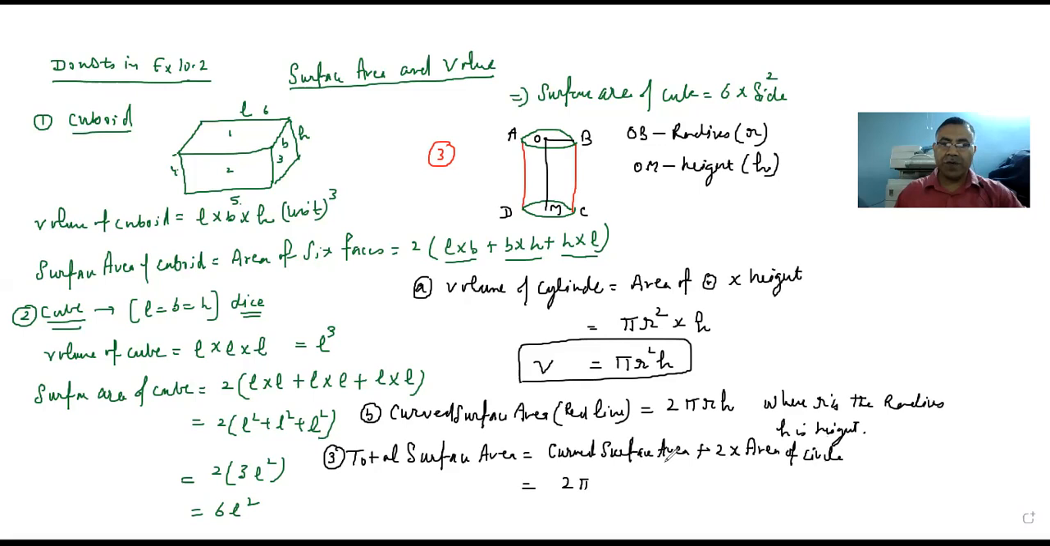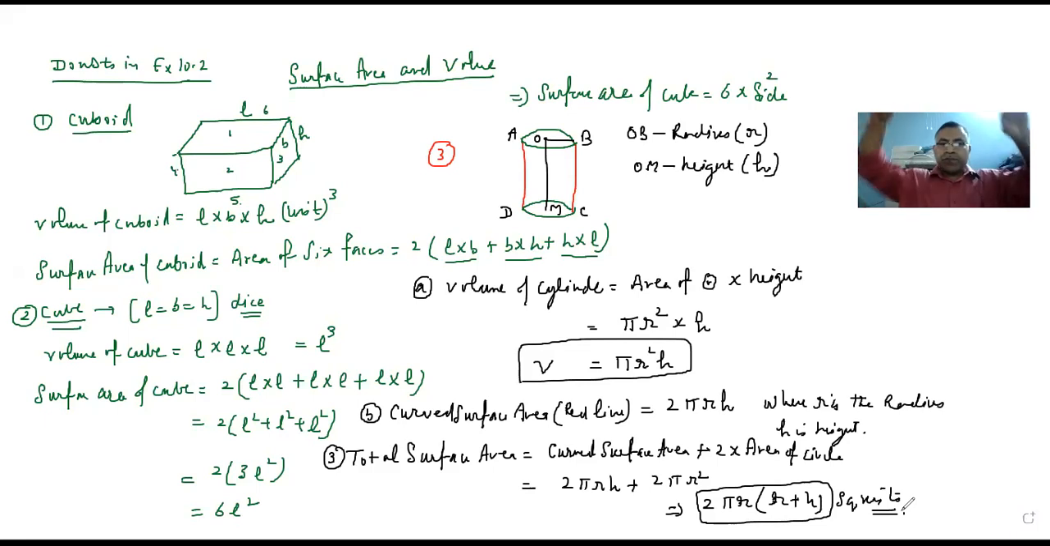So this is 2 pi r h plus twice the area of a circle, 2 pi r square. This is 2 pi r (r plus h). This is the shortcut, where r is the radius and h is the height of the cylinder, in square units. The symbols have their usual meaning. r is the radius of the circle and h is the height.